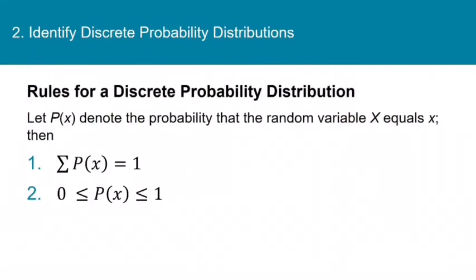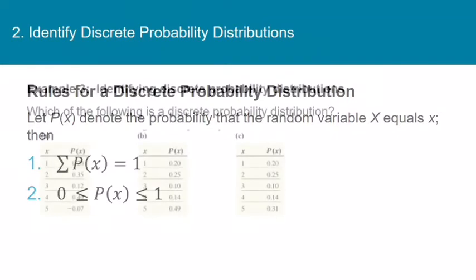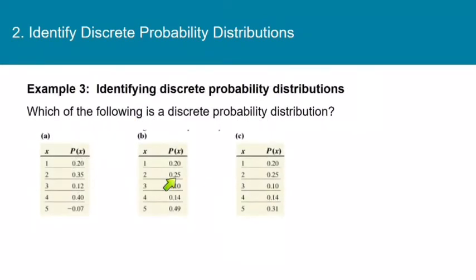Now here are the rules for a discrete probability distribution. Pretty much the sum of all probabilities has to equal 1, and each probability for each outcome has to be somewhere between 0 and 1. We can't have a probability that's negative or a probability that's more than 1. So here we have 3 tables, and let's look at each one and decide whether each one is a possible discrete probability distribution. Okay, all we need is for the probabilities to add up to 1 and each of the probabilities to be between 0 and 1.